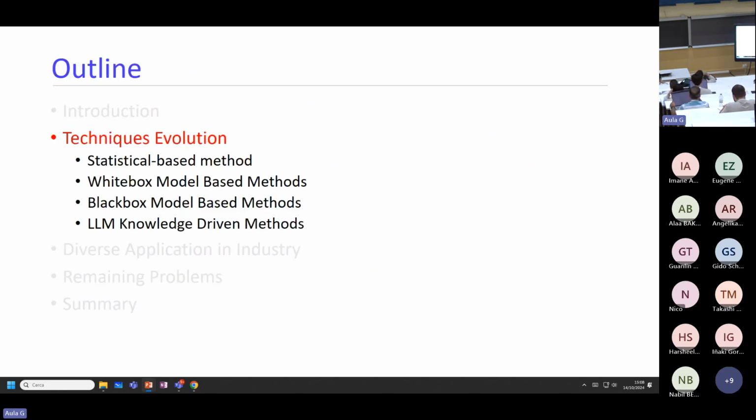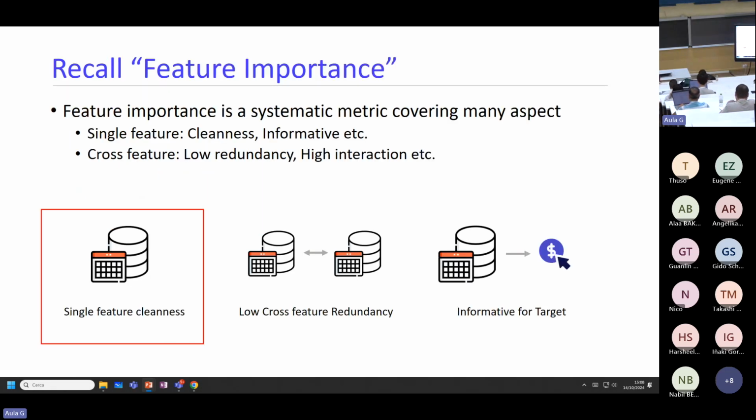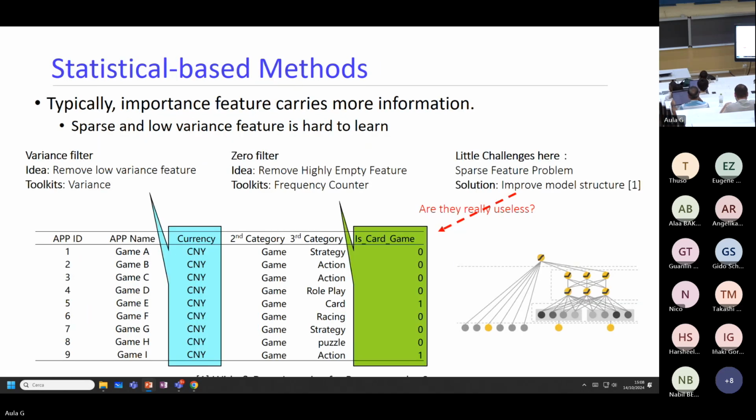Techniques have evolved for a very long time, from statistical-based methods to white box methods and black box methods, and currently our knowledge-driven methods may become popular. So let's recall what feature importance is. Feature importance has single feature cleanness, low cross-feature redundancy, and being informative for targets. So let's solve the first question: how to know the single feature cleanness.